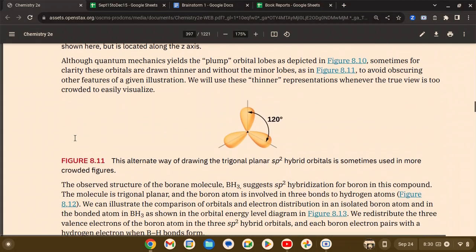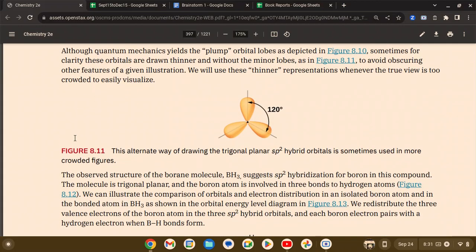Although quantum mechanics yields the plump orbital lobes as depicted in figure 8.10, sometimes for clarity these orbitals are drawn thinner and without the minor lobes, as in figure 8.11, to avoid obscuring the other features of a given illustration. We will use these thinner representations whenever the true view is too crowded to easily visualize.